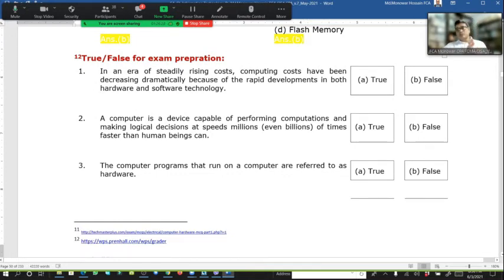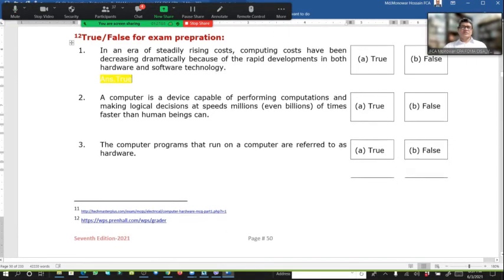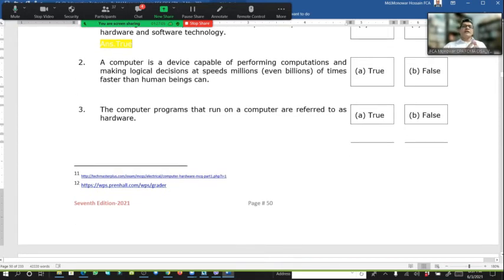So that type of MCQ will come in your exam, and another pattern is true false. Sometimes there can be a logical sentence, and it can be true or false. You have to answer it true or false. So look here, number 1. In an era of steadily rising cost, computer costs have been decreasing dramatically because of the rapid development of both hardware and software technology. So basically, the sentence is true. Yes, sir. There is no option, it's true.